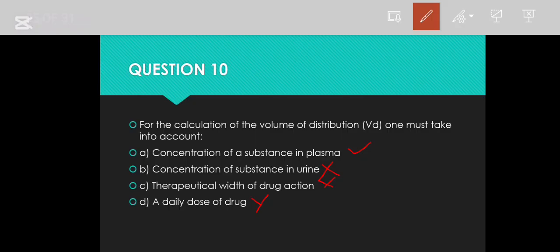You are always going to be that one person who is just unique, who stands out whenever MCQs are concerned. So the best answer here remains to be A, the concentration of a substance in the plasma. What is it doing in the plasma? So its concentration matters. You understand?